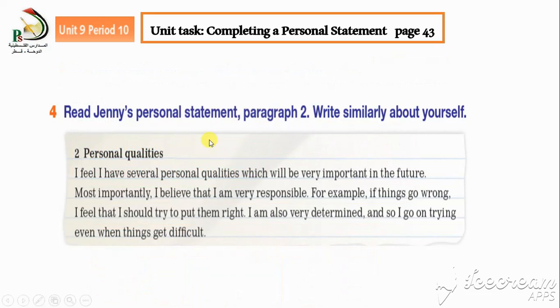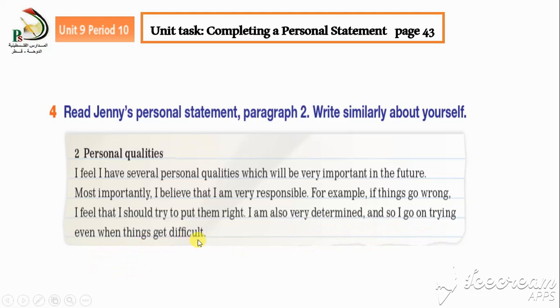Then you are supposed to write down your personal qualities in the same statement. You wrote the first paragraph, now it's time to write the second paragraph. What did Jenny write? I feel I have several personal qualities which will be very important in the future. Most importantly, I believe that I'm very responsible. For example, if things go wrong, I feel that I should try to put them right. I'm also very determined, and so I go on trying even when things get difficult.